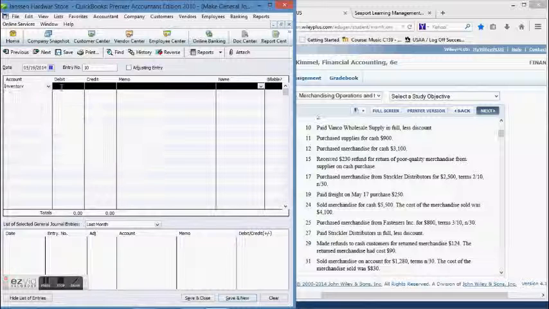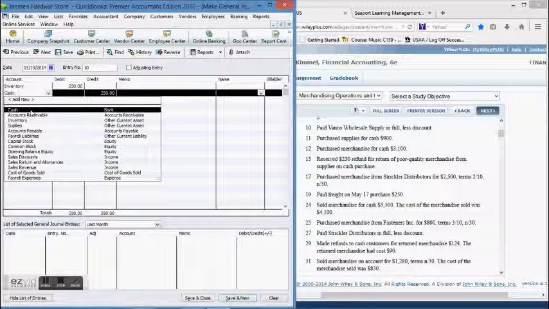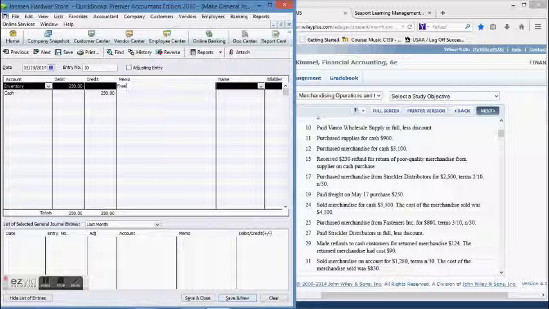Alright, now we jump up to May 19th. Paid freight, May 17th purchase, $250. That increases the inventory cost, decreases cash. Pretty easy.